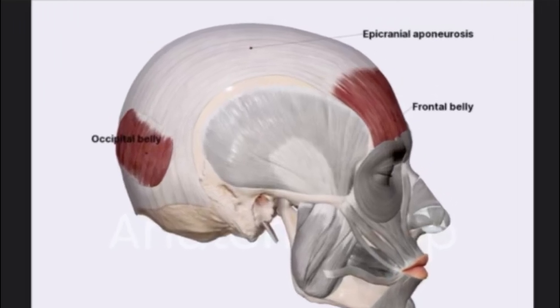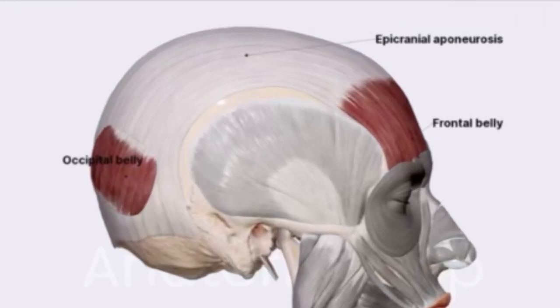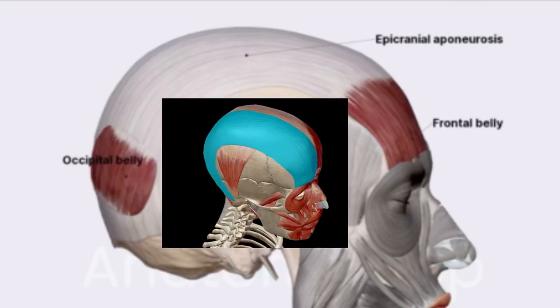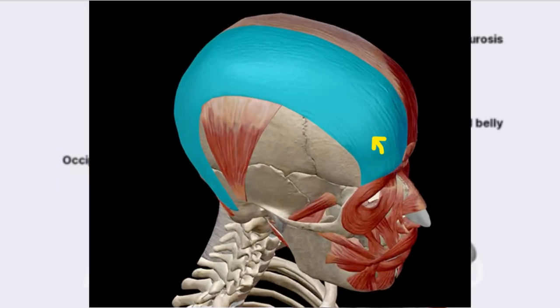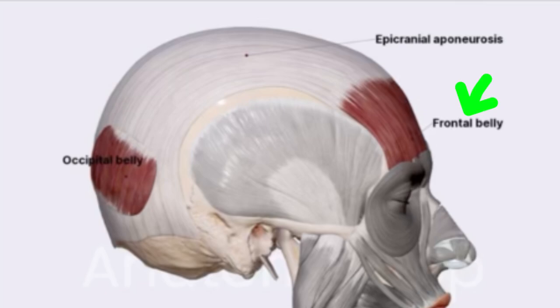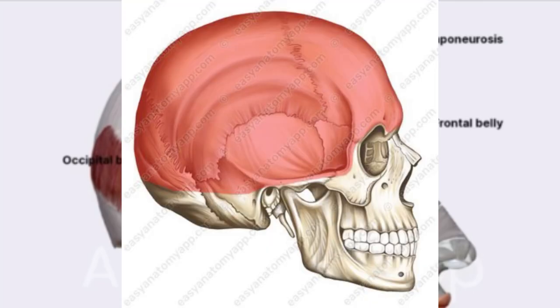This muscle is broad and it has two bellies. One belly is located in the frontal area and the other is in the occipital area. This muscle lifts the eyebrows upward. The frontal part of this muscle is transferred to the skin of the two eyebrows, and this muscle is located on the calvaria.